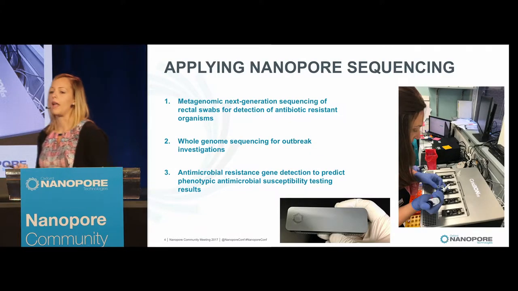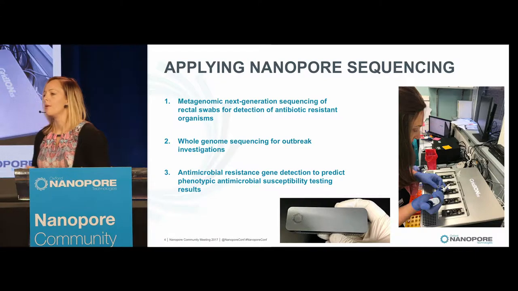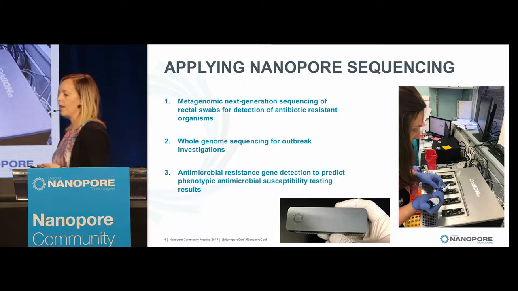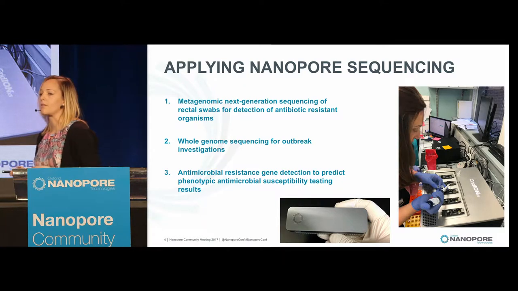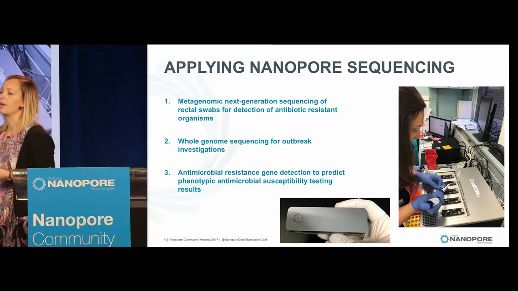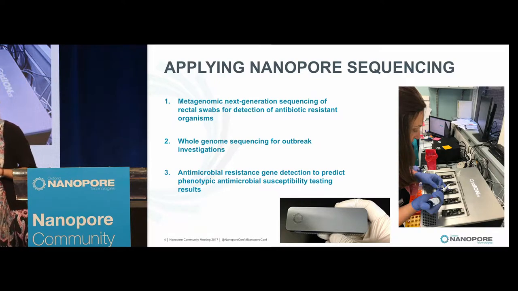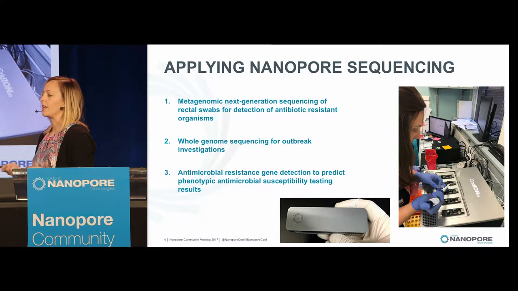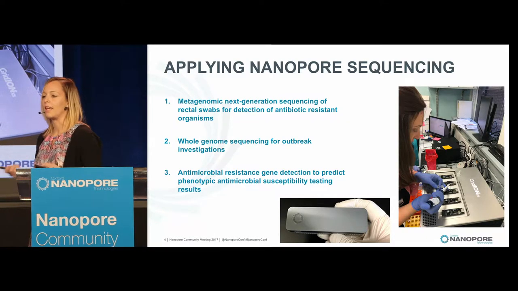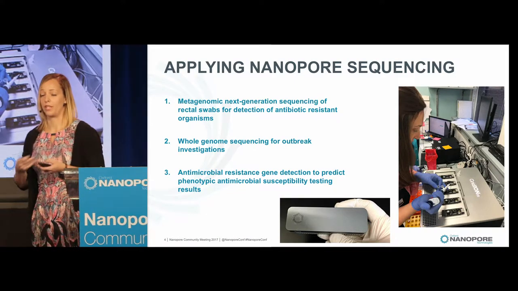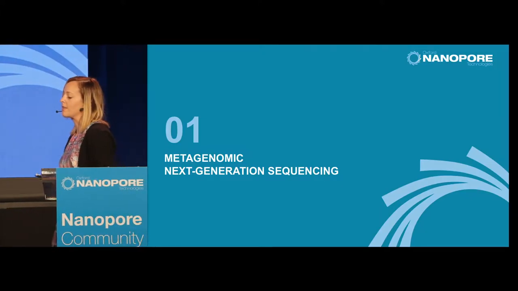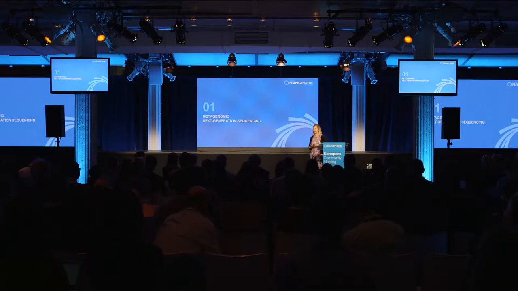So how do we apply nanopore sequencing to address this threat? Well, I'm going to go over three different scenarios where we've applied this in my research lab so far. One of them is applying metagenomic next-gen sequencing from rectal swabs to detect antibiotic-resistant organisms, such as carbapenem-resistant organisms, as well as applying whole genome sequencing in outbreak investigations or for interesting clinical cases, or to use real-time resistance gene detection to predict therapeutic outcomes. And so the first scenario I'm going to go over is the application of metagenomic next-gen sequencing.